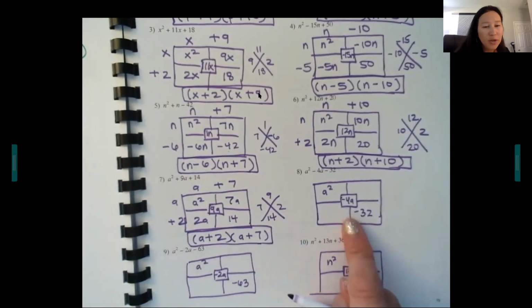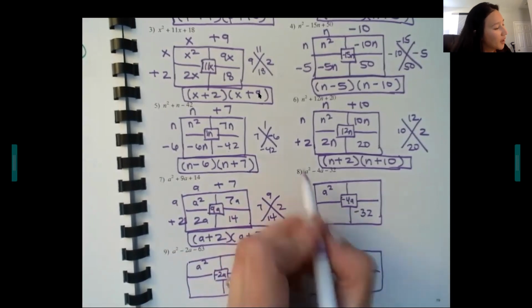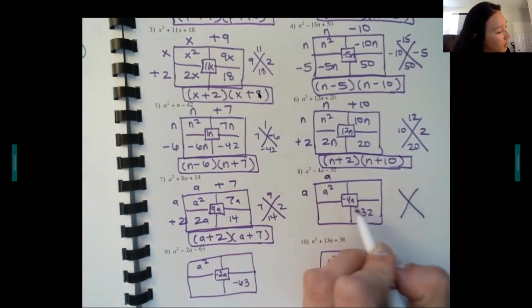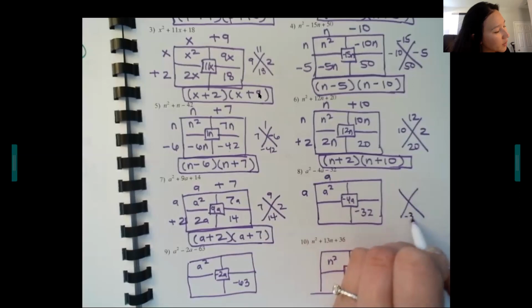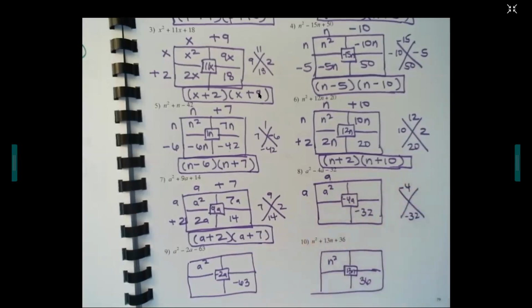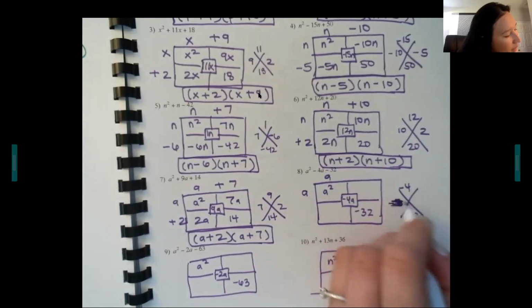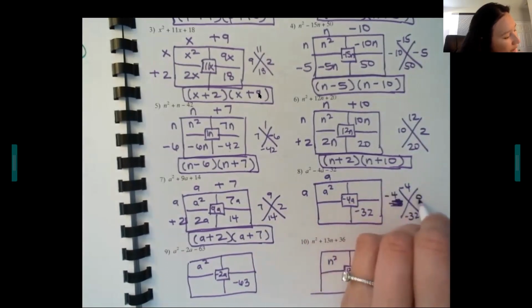Okay, and then Melanie, did you have number 8? Yeah, I had it. Okay. So what did you get? What multiplied to negative 32 and added to negative 4? Well, I got negative 4 and 8. I don't know if that's right. Okay. Oh, sorry. Negative 4 and positive 8.